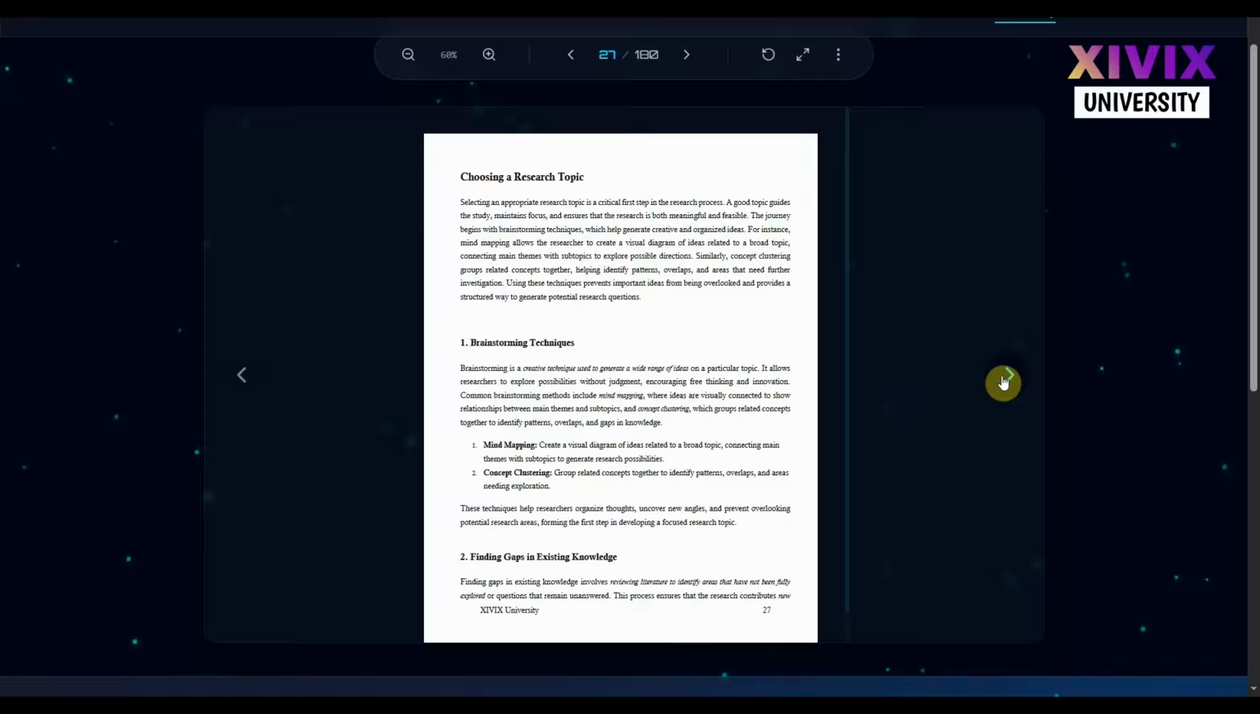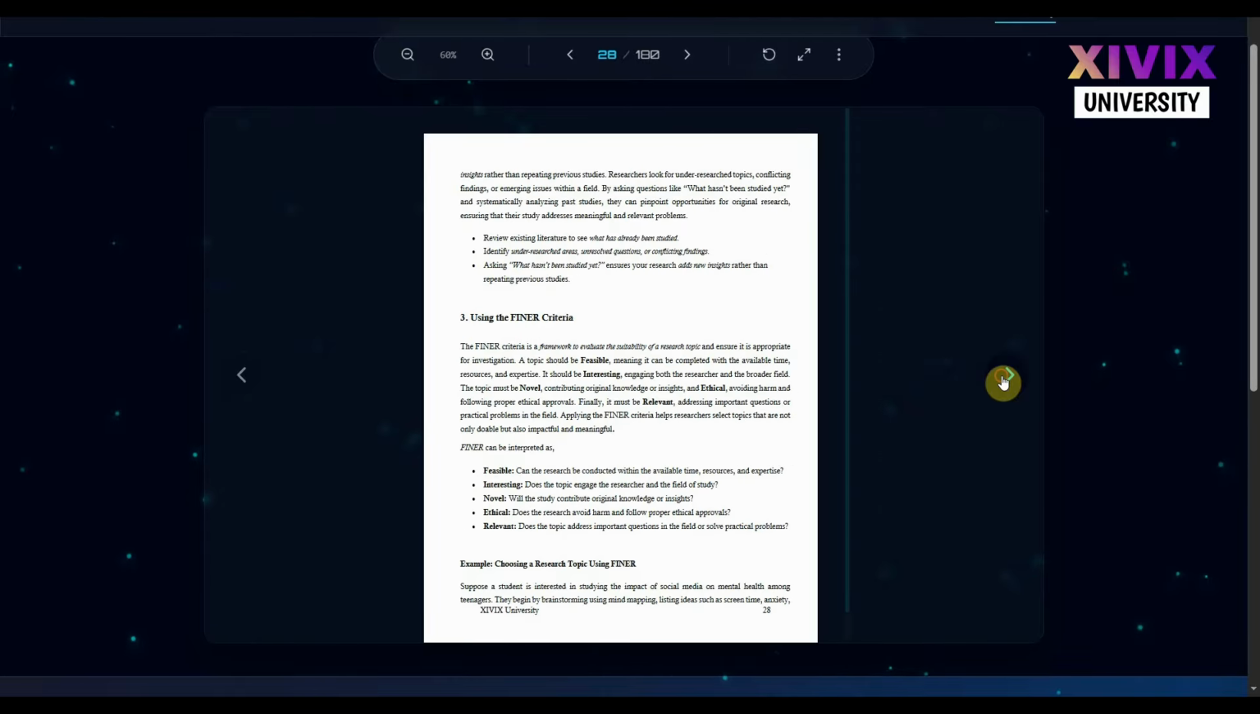As a standardized framework for the evaluation of the suitability of your research topic, you can use the FINER criteria. FINER basically stands for feasible, interesting, novel, ethical, and relevant. So the feasible part refers to the practicality of your research topic, like can it be done within the available time, resources, and expertise.